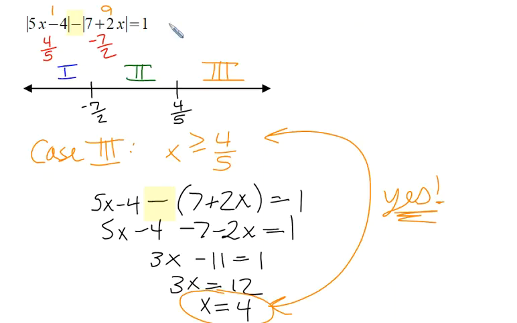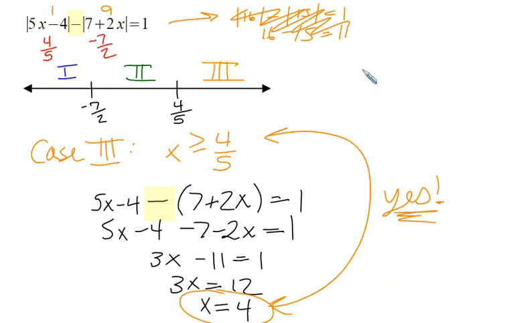The other way you could check it, of course, is to plug back into the original equation. If we plugged in 4, this would be the absolute value of 20 minus 4, which would be 16, minus the absolute value of 7 plus 8, which would be 15, equals 1. And that does work. 16 minus 15 is equal to 1. Easier way to check it, of course, is to just compare with the case itself.